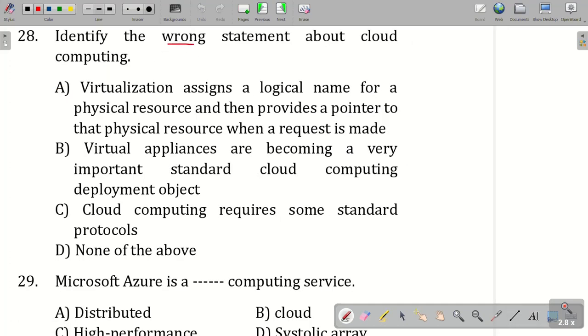Identify the wrong statement about cloud computing. Virtualization assigns a logical name for a physical resource and then provides a pointer to that physical resource when a request is made. Correct. Virtual appliances are becoming a very important standard cloud computing deployment object. It is also correct. Cloud computing requires some standard protocols like NIST, etc. So it is also correct. So the wrong statement is D. The correct answer is D.